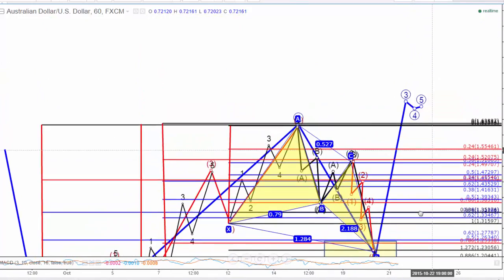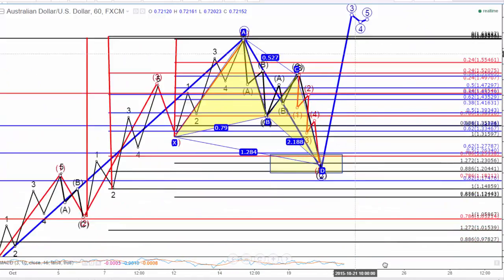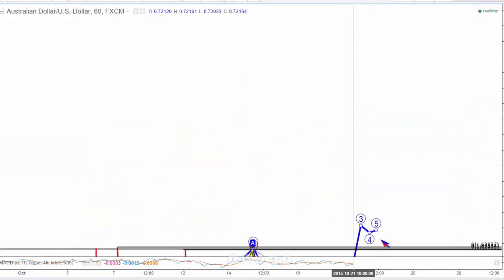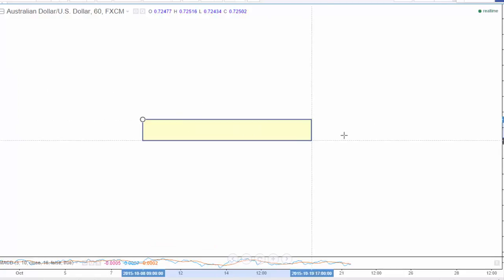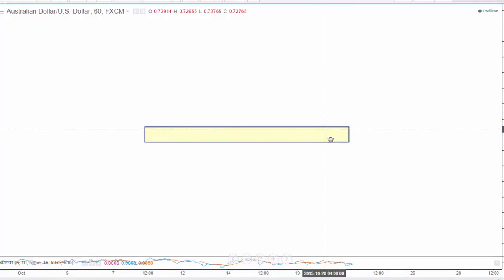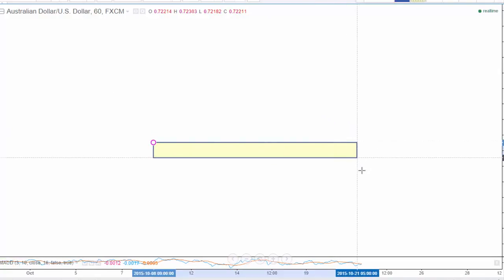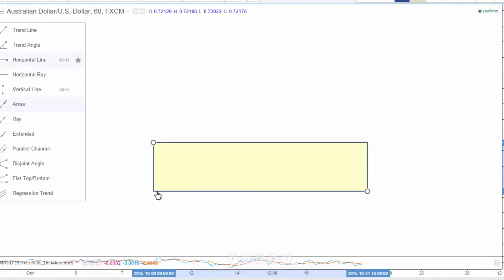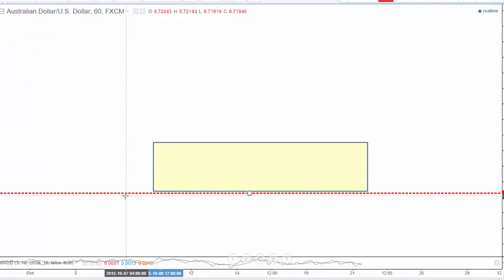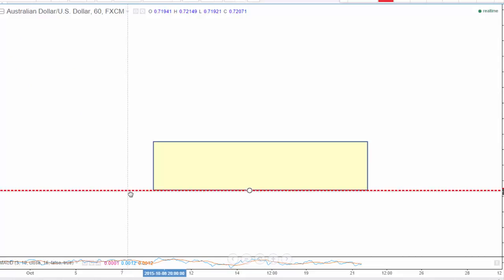Entry techniques are always important. Let's get rid of this. Come on, get off my chart. Entry techniques are really important. Let's just say that's your entry zone. Okay, that's your risk point. This is your entry.